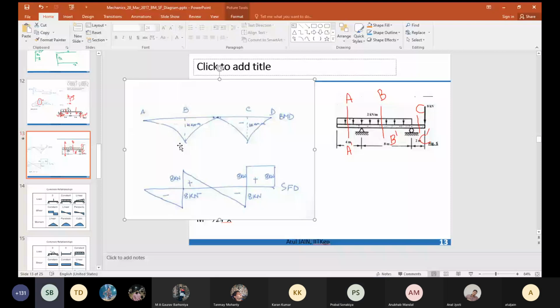Sir, in the last part, the CD part of the BMD, I am getting a linear curve, not a parabolic one. That is a straight line, right? This is linear. This is straight, so linear. You get curves like this only when there are uniformly distributed loads. Okay, sir.